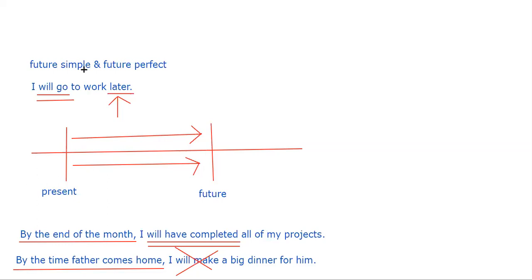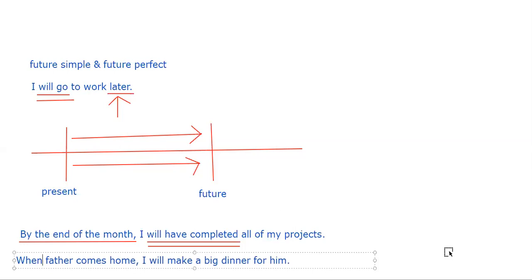But you could say this, actually, and let me erase that. Let me erase all that and fix this. So let's change this. It will be make. By the time, okay, so let's say this. Okay, so you could actually say this instead. When father comes home, I will make a big dinner for him. So here, when father comes home, okay, now that's fine.